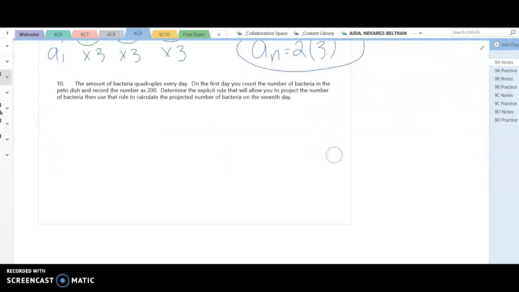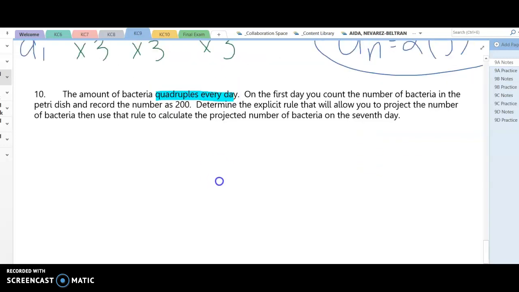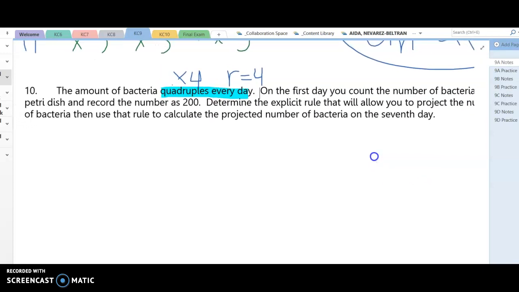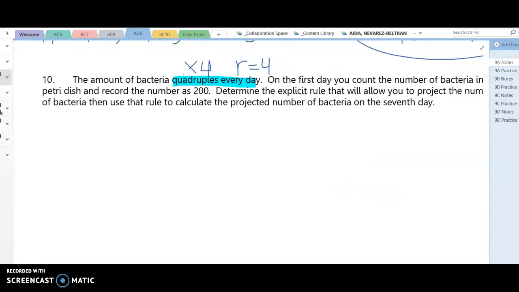All right, and this is our last one for our notes. The amount of bacteria quadruples every day. When it says quadruples, that tells you we are multiplying by 4 each time, so R equals 4. On the first day, you count the number of bacteria in the Petri dish and record the number as 200. That tells you that your A1 is 200.